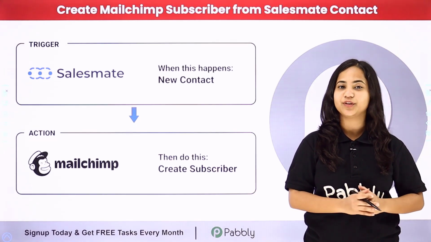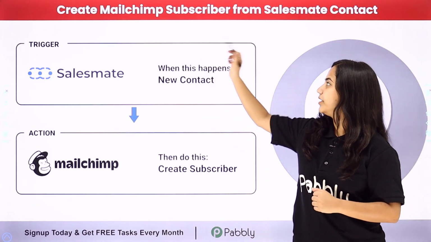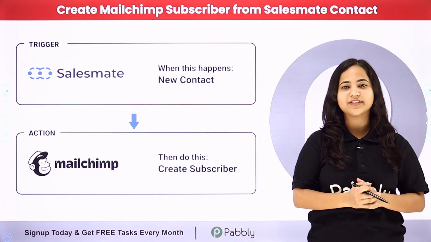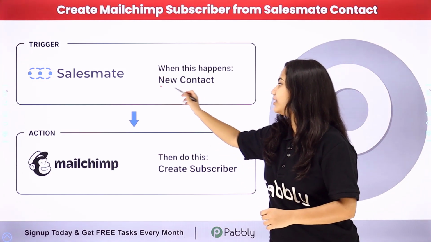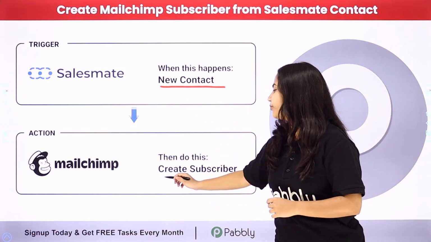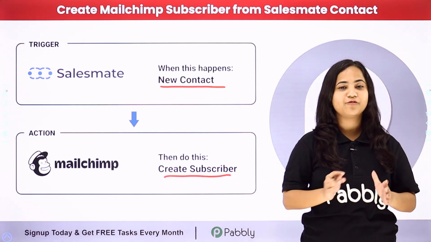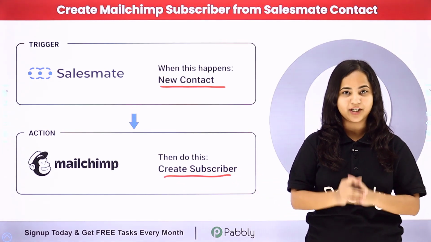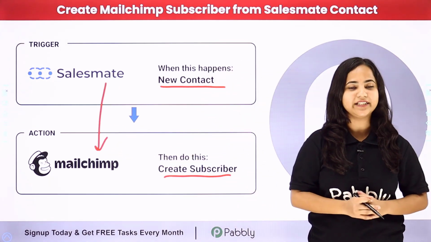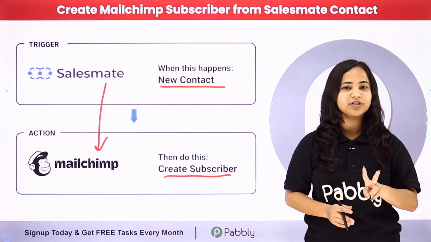Today in this video we are going to see how to create a Mailchimp subscriber from a Salesmate contact. So here my objective is that whenever a new contact is added in my Salesmate, then automatically a subscriber should be created in Mailchimp. And for that I'm simply going to create a connection between Salesmate and Mailchimp with the help of Pabbly Connect. Pabbly Connect works on two principles.